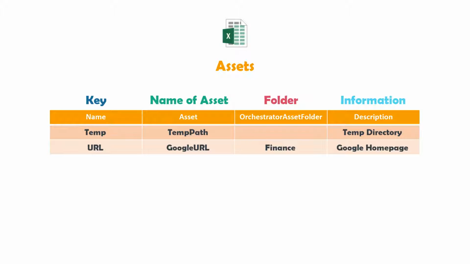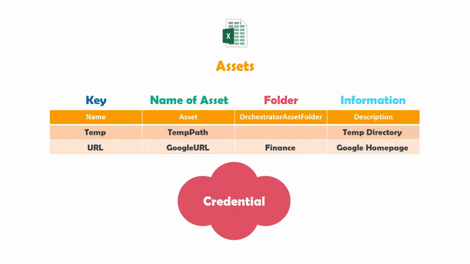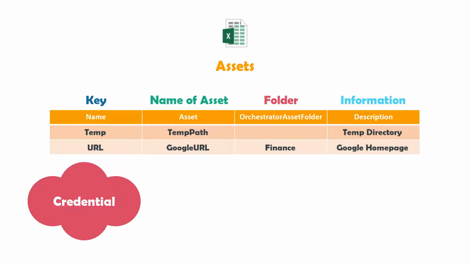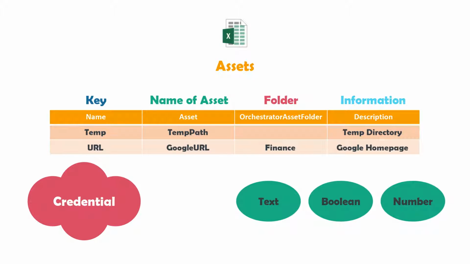Very important to know here, that we can't use this mechanism for assets of type credential. This means, we can only add the assets of type text, boolean, or number. The credential asset should be entered in the settings sheet, because it contains 2 values, username and password. That's all about assets sheet.